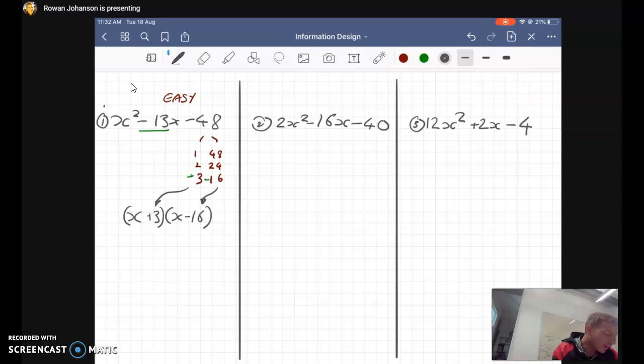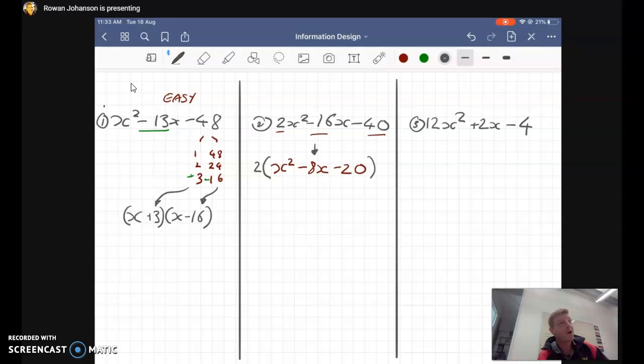Okay, the next one, I see there's a number in front of the x squared, which means this could be a hard one. The first thing I'm going to check though is, can I divide everything by 2? That means the 2, the 16, and the 40. And I think, yes, I can. So let's divide everything by 2 first, and that's going to give me x squared minus 8x minus 20. And don't forget that 2 out in front. So now I've transformed it from what looked like a difficult one into an easy one. I can follow that same process as before.